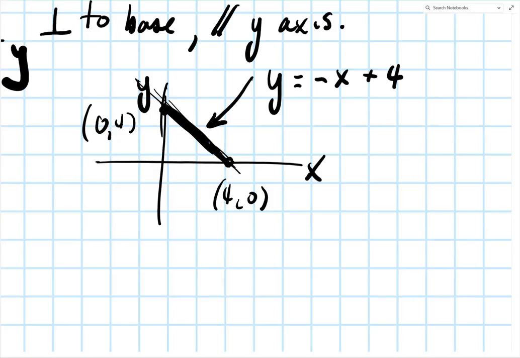The equation that goes through this is the equation negative x plus 4. So we have a slope of negative 1 with a y-intercept of 4. And we would use this equation on x values that exist between 0 and 4. And that's what would limit our shape to this little region right here.